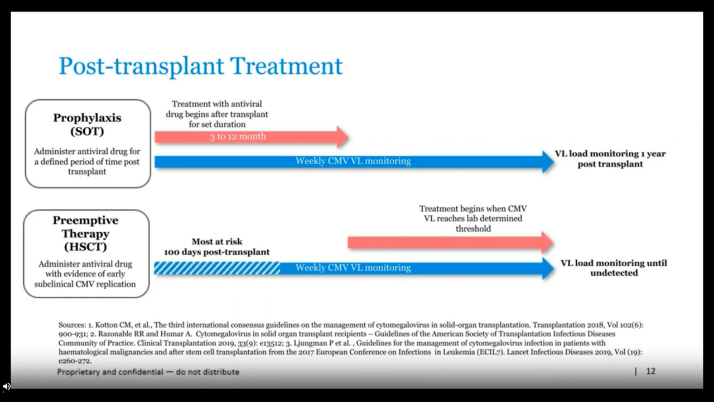If we move on to the stem cell transplant population, really we're talking about preemptive therapy. The patients are most at risk for serious outcomes with CMV disease before the bone marrow totally engrafts, and that typically takes about 100 days. So during that 100 days post-transplantation, these patients are frequently monitored either once or twice a week, depending upon the program, for CMV viral load. And then, as a guard against patients developing late CMV disease, they are monitored at regular intervals after that first 100 days.